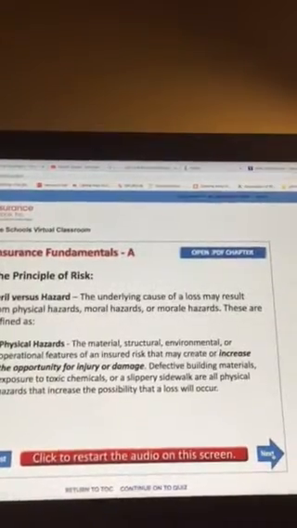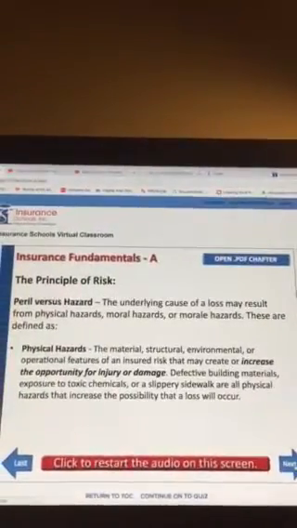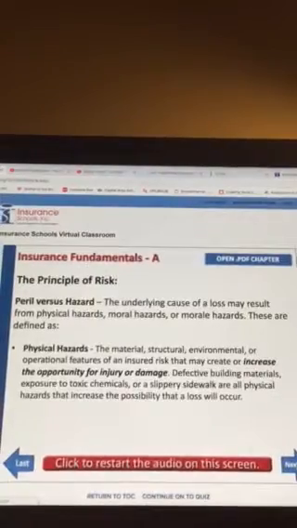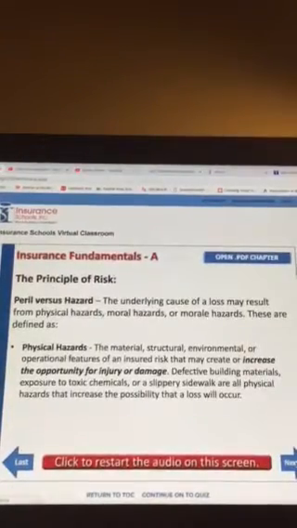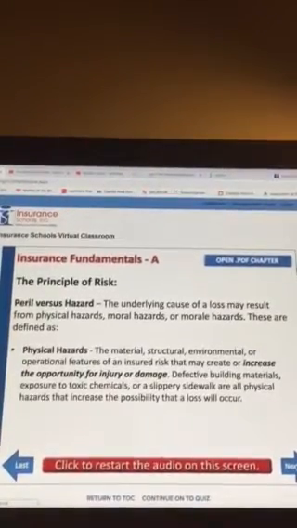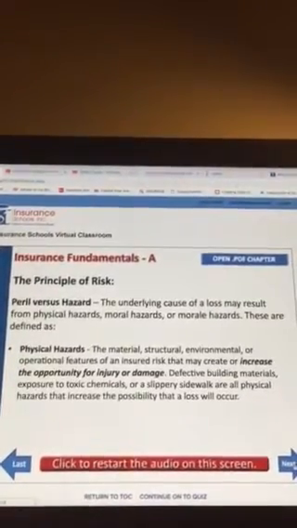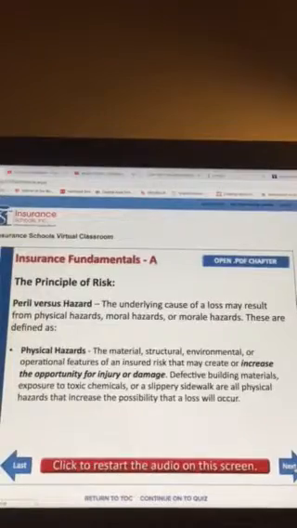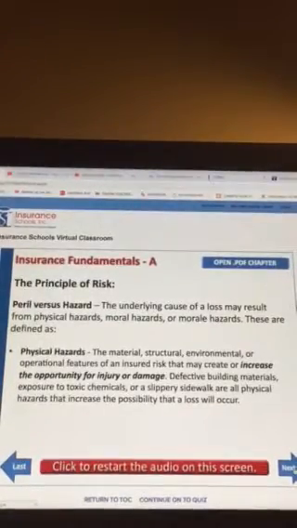Physical hazards are the material, structural, environmental, or operational features of an insured risk that may create or increase the opportunity for injury or damage. Defective building materials, exposure to toxic chemicals, or a slippery sidewalk are all physical hazards that increase the possibility of a loss.